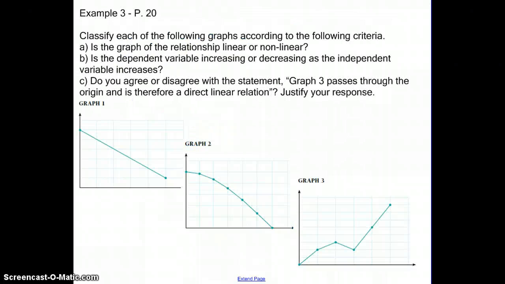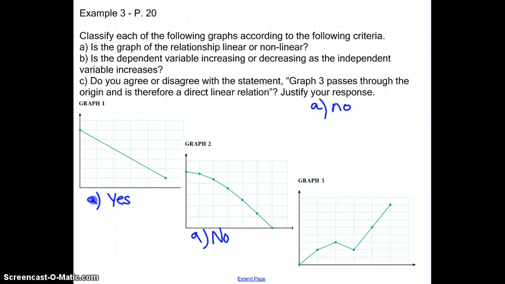Okay, third example. We're going to classify each of these graphs with the following criteria. First, let's look at whether the graph is linear or nonlinear. Graph 1, is it linear? Yes, it is linear. Graph B, is it linear? No, it is not linear. And graph C, oh, this should have been A. Graph A is also not linear.